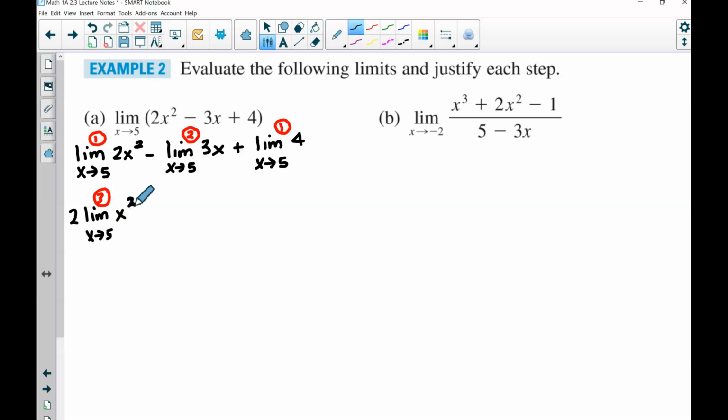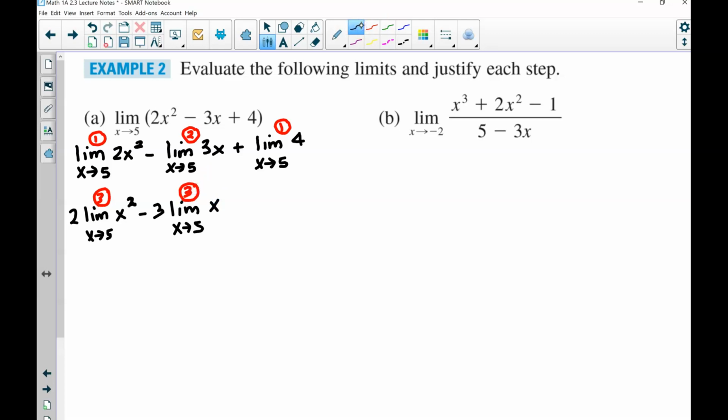Okay, and then the next one we have minus 3 times the limit as x approaches 5 of x. And again, we're using the same rule as that first one now, which is rule number 3.